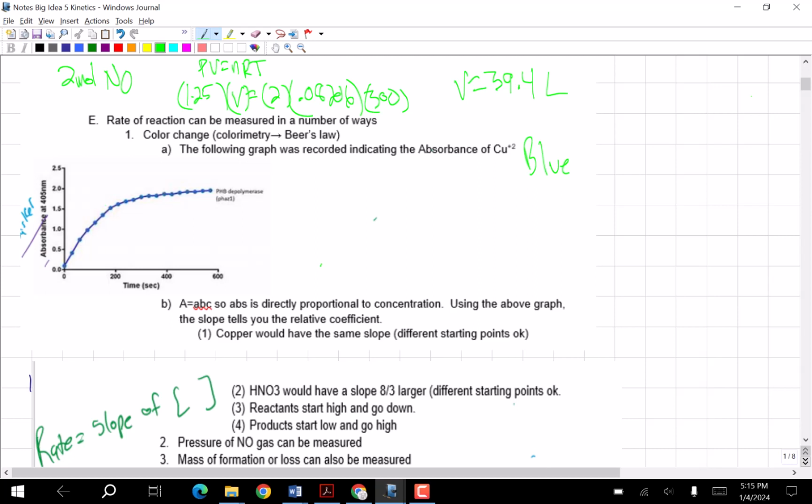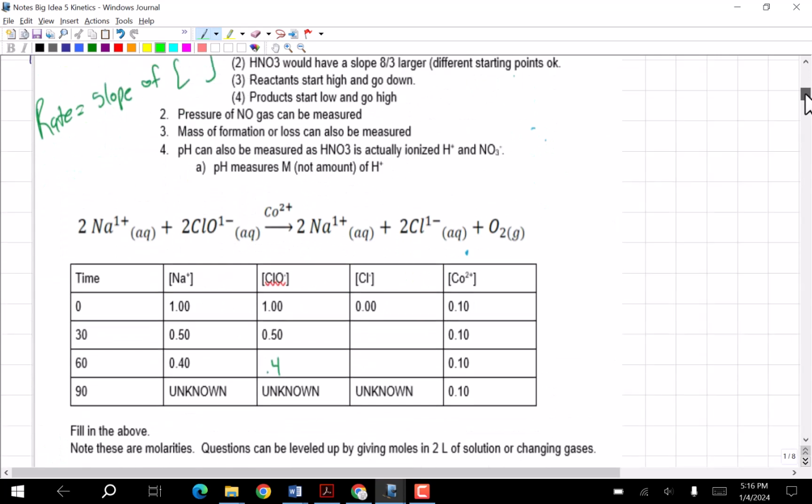A equals epsilon bc, and that's the same for that same setup. So absorbance is directly proportional to concentration. Using the above graph, the slope tells you the relative coefficient. Copper would have the same slope. Different starting points are okay. This is absorbance at 450 nm over time. Copper would have the same slope, but different starting points. All right, so let's talk about how we can use these graphs to compare.